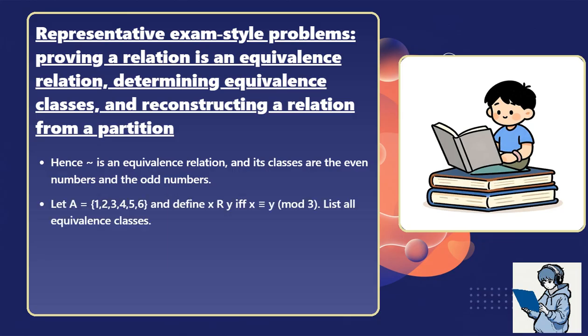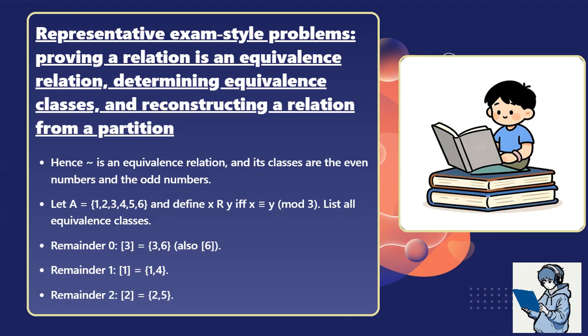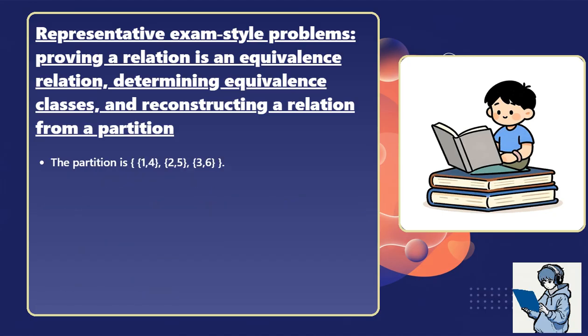Let A equal the set {1, 2, 3, 4, 5, 6} and define x related to y if and only if x is congruent to y modulo 3. List all equivalence classes. Remainder 0: the class of 3 contains 3 and 6, also the class of 6. Remainder 1: the class of 1 contains 1 and 4. Remainder 2: the class of 2 contains 2 and 5. The partition is the set containing the subsets {1, 4}, {2, 5}, {3, 6}.